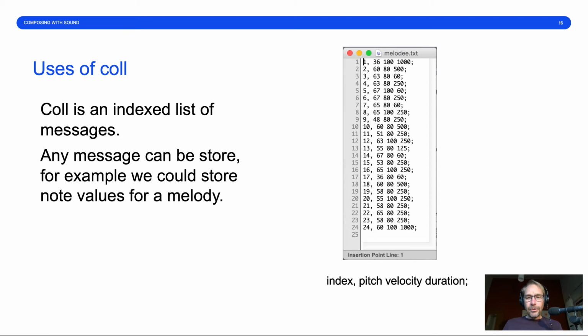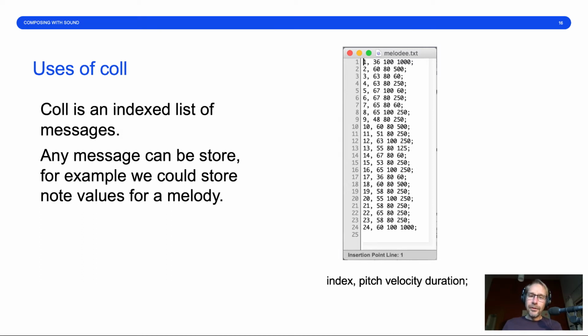So looking more closely at the coll object, it's an indexed list of messages. Any message can be stored. For example, we could store note values for a melody. In this example, each row first has an index number, 1, 2, 3, 4, 5, followed by a comma, and then a list of 3 values which could be used to represent pitch, velocity, and duration of a note. Each row in the coll object is terminated with a semicolon.